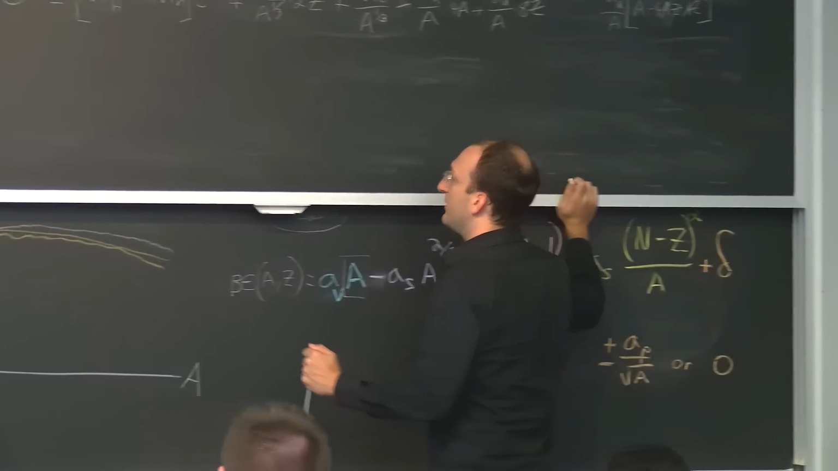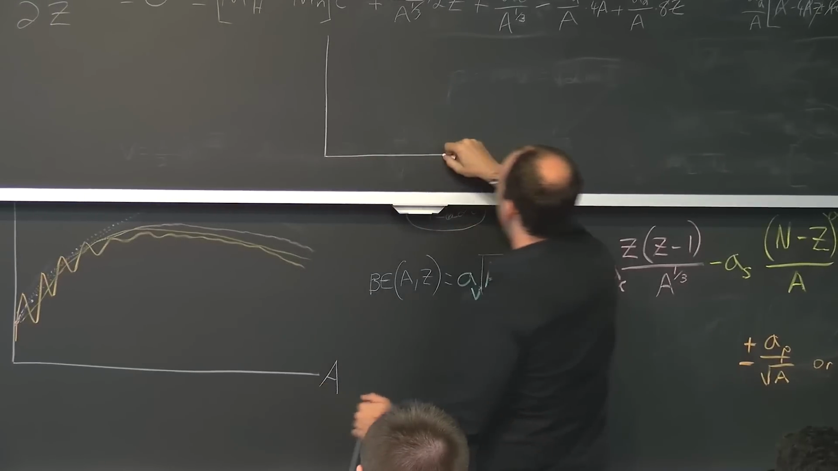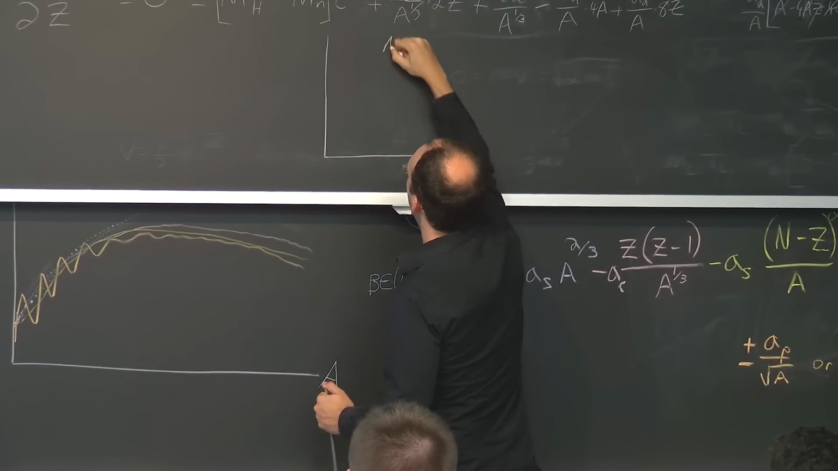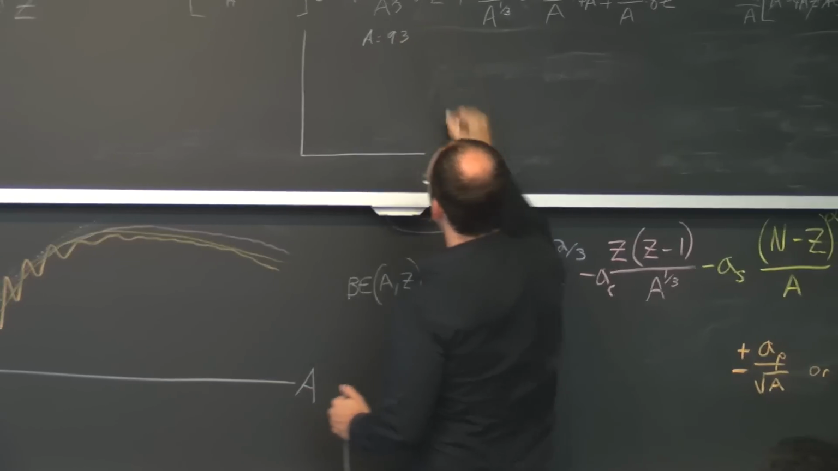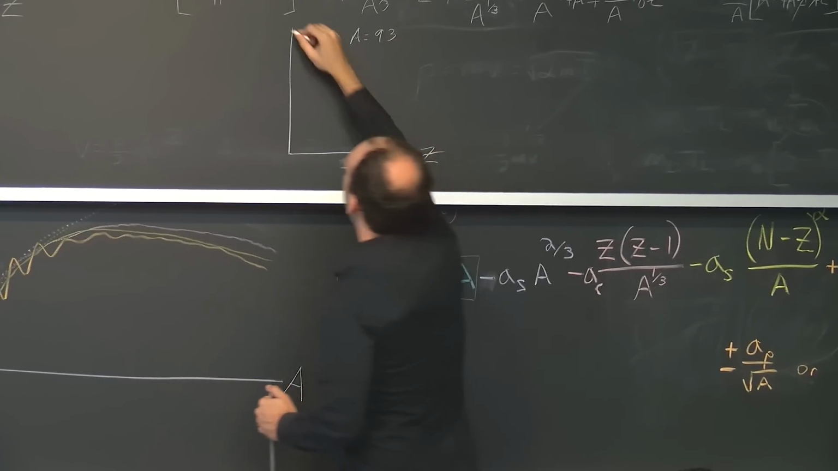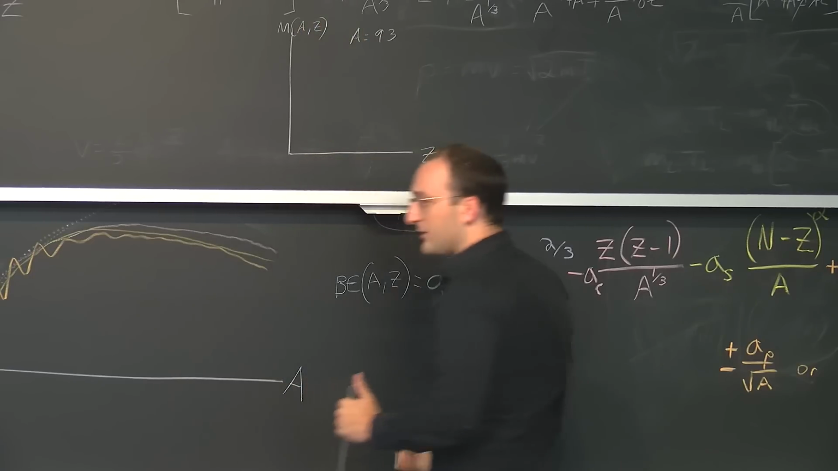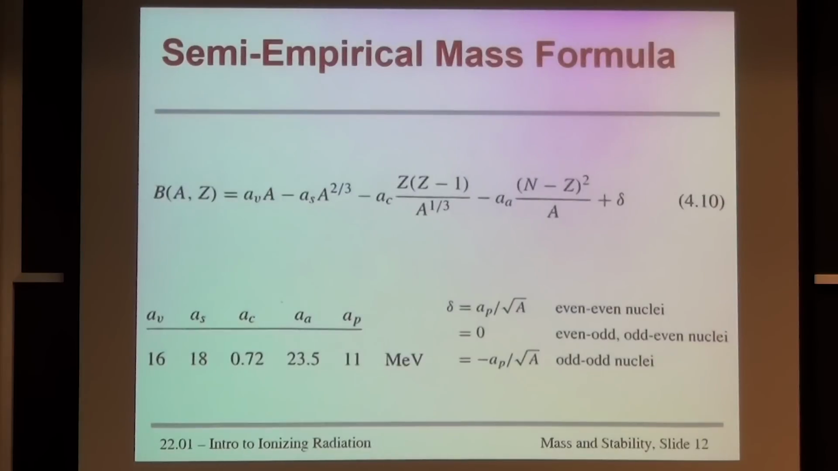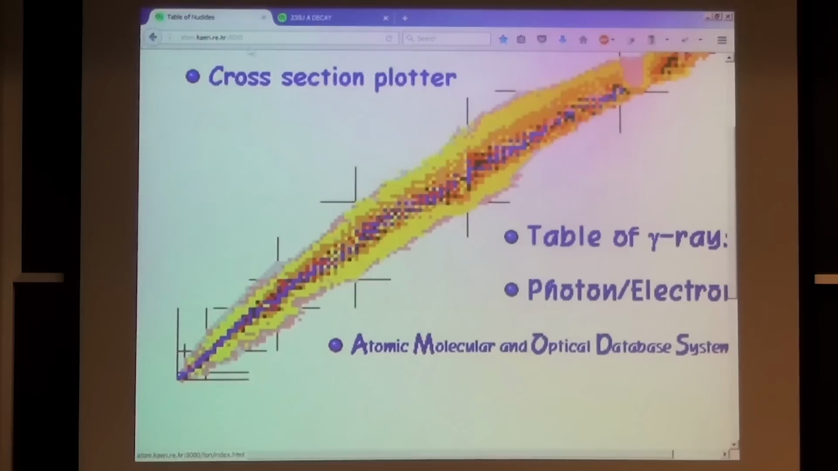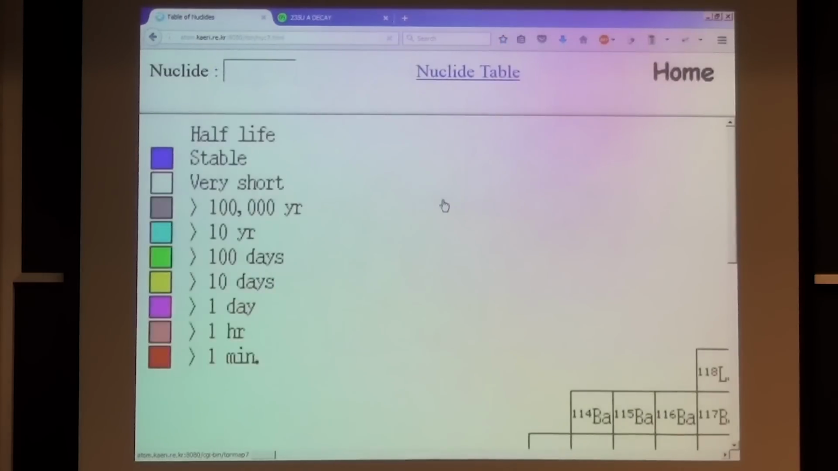I think I can do this on the remaining space right here. So let's say for A equals 93, if this is Z and this is M as a function of A and Z. Let's actually look at a concrete example. So let's go live to the chart of nuclides and start looking at things with a mass number of 93.